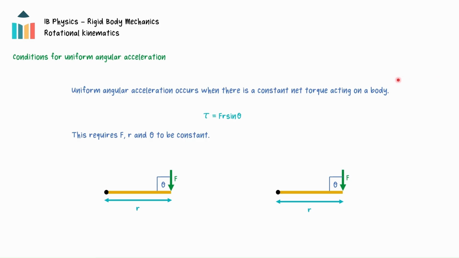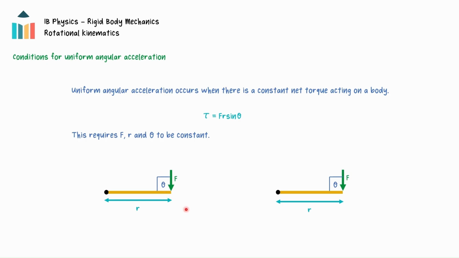Uniform angular acceleration happens when there's a constant net torque acting on an object. So the total turning effect of all forces must stay the same over time. Remember, torque depends on three things: the force, the distance between the pivot and the point of action of the force, and the angle between F and r. So for the torque to stay constant, F, r and theta must all remain constant.